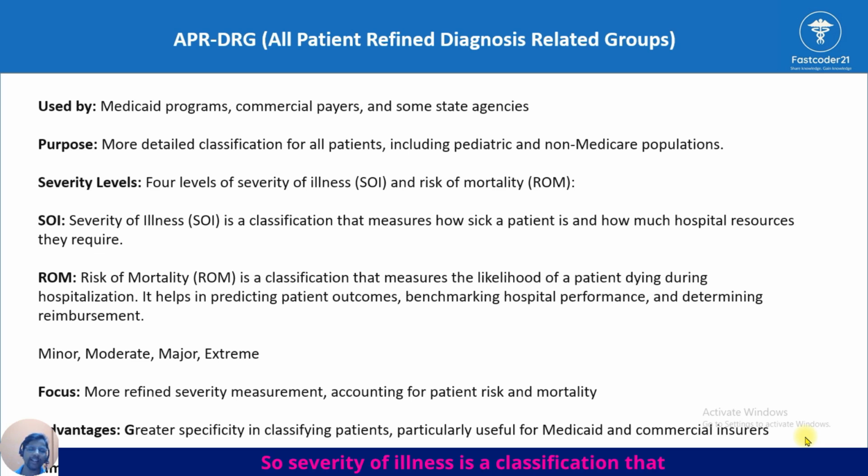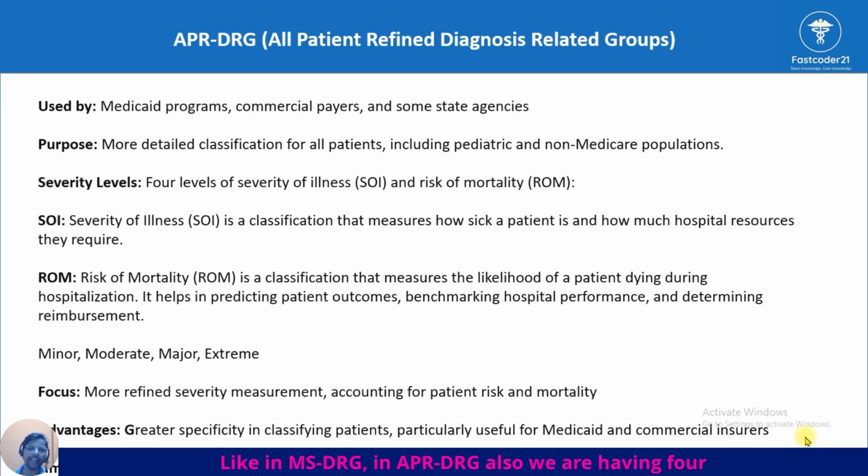So what is SOI? Severity of illness is a classification that measures how sick a patient is and how many hospital resources they require. What is ROM? Risk of mortality is a classification that measures the likelihood of a patient dying during hospitalization. Using ROM, it will predict patient outcomes, benchmark hospital performance, as well as determine the reimbursement for services provided by the hospitals, physicians or clinics.